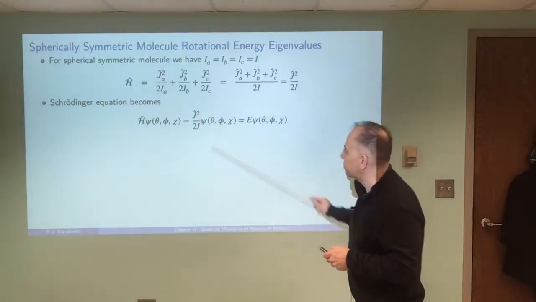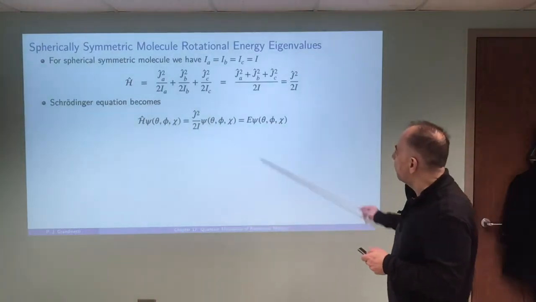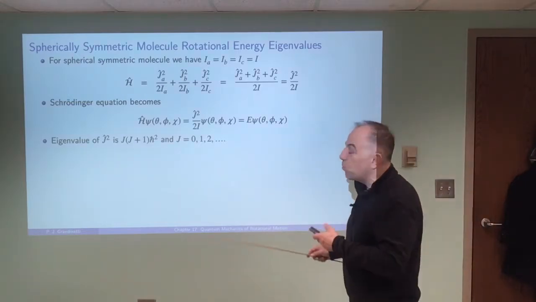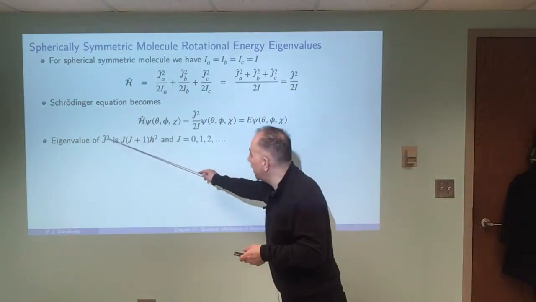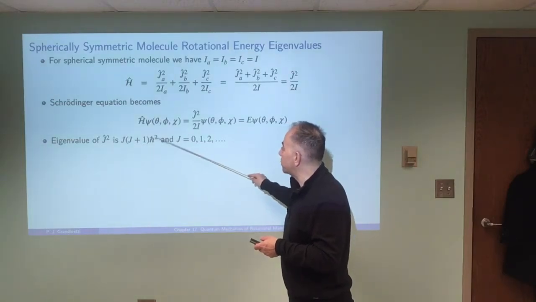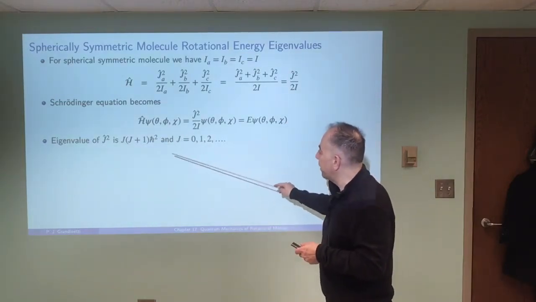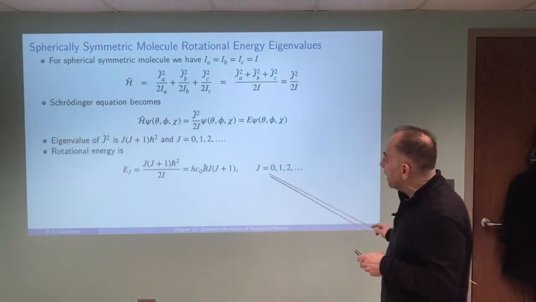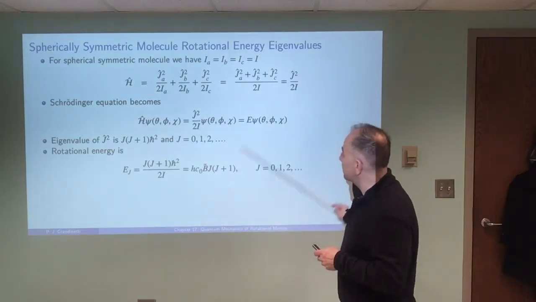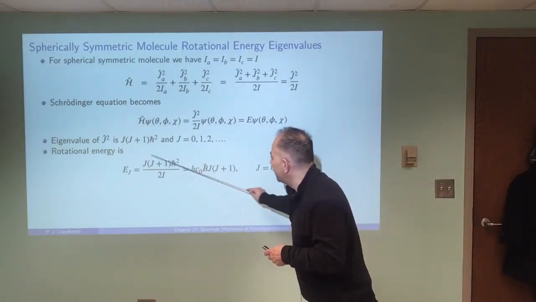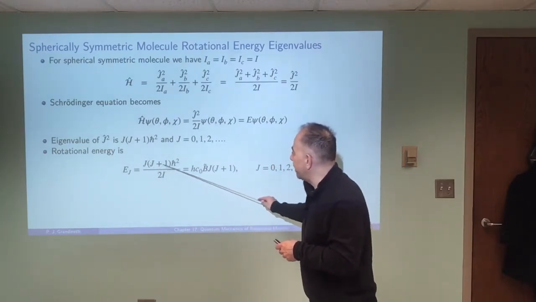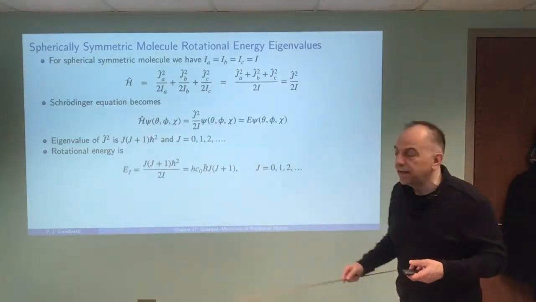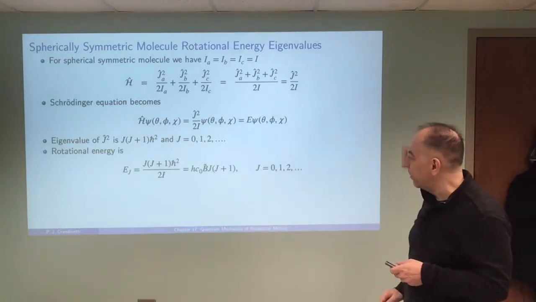Remember, we had that expression here for J in the last lecture that we would solve for getting the eigenvalues and eigenstates. Now, we already know the eigenvalues. We know that the eigenvalues of J squared are just J times J plus 1 times H bar squared, where J is the quantum number, and it goes from 0, 1, 2, and so on. So we know then that the rotational energy, given this expression here, is just going to be J times J plus 1 times H bar squared over 2I. And so the energies are indexed by the rotational quantum number J.